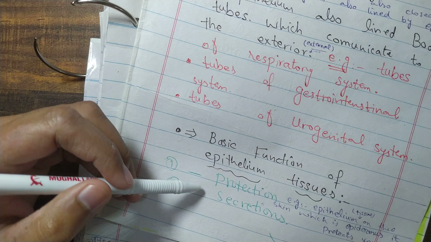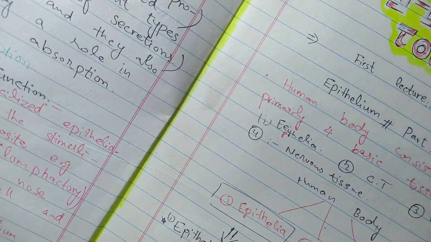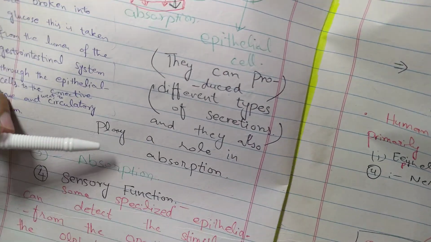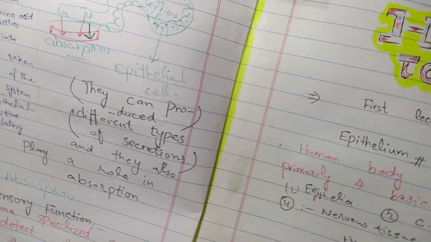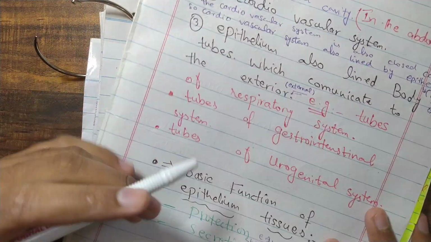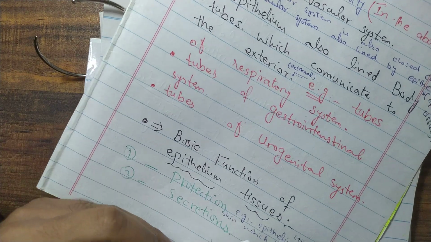Basic functions of epithelial tissues. There are four basic functions: protection, secretion, absorption, and sensory function. Protection. Here is an example of protection.